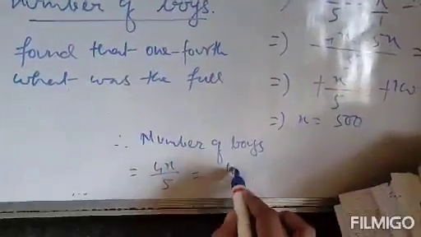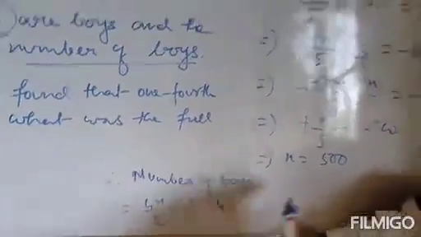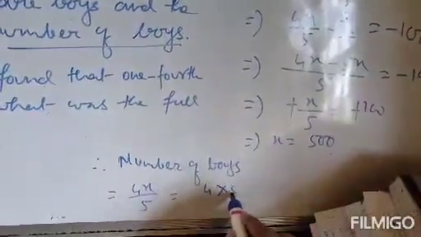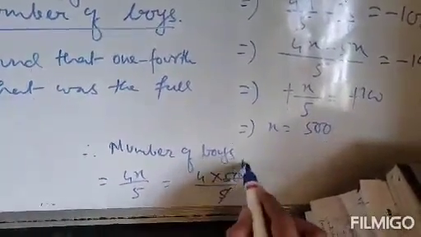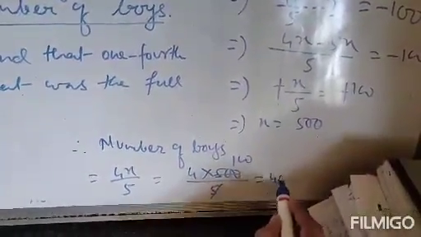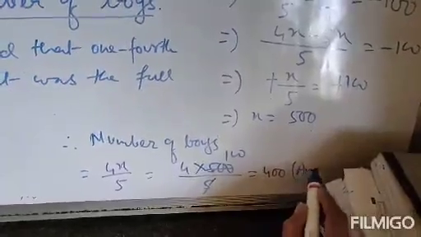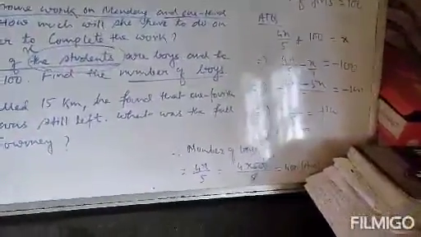So 4x by 5 means 4 multiply x by 5. So x is 500, so put the value in place of x. Now reduce. That means 400. This is the answer. That means 400 will be the answer. Number of boys will be 400. Clear?